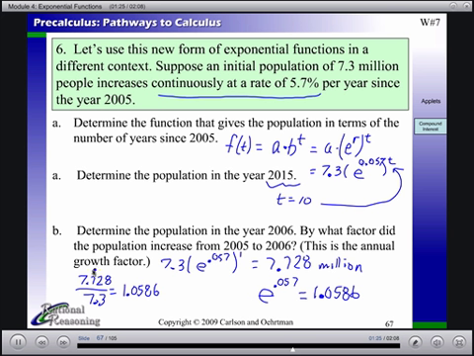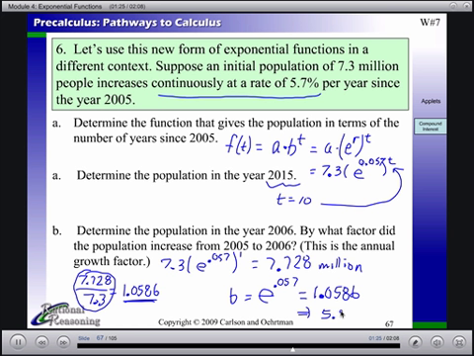So the growth factor is what we multiply one year's amount by to get the next year's amount. And notice this is the value of b right here. It's e to that number. So what's the true population percent increase per year?